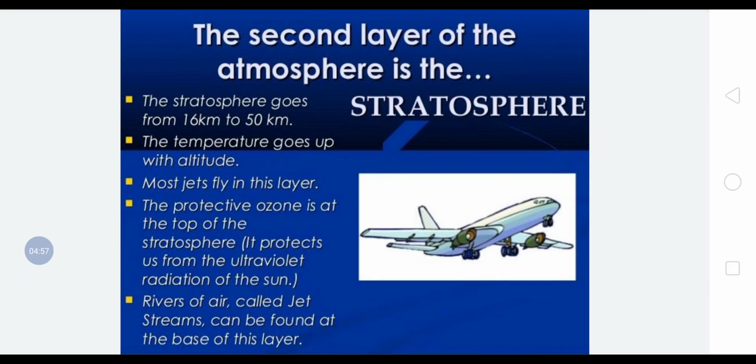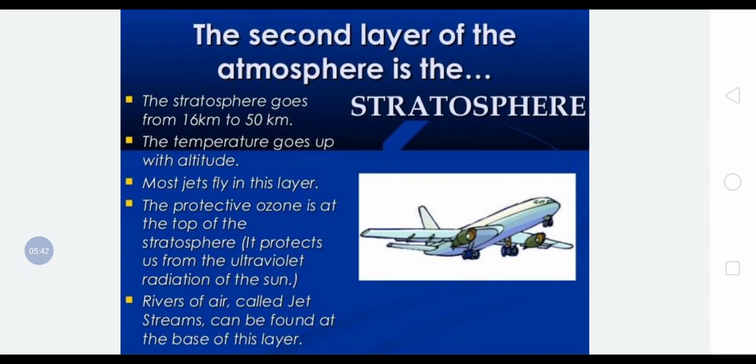And this stratosphere goes from almost 16 kilometers to 50 kilometers, and this is the layer which has calm and clear air. Here there are no water vapors and no dust particles, and that is why there is no formation of clouds in this layer, which provides the finest visibility, and that is why most of the jets fly in this layer. The aircrafts, aeroplanes fly here, because this layer facilitates visibility and contributes to easy flying conditions.